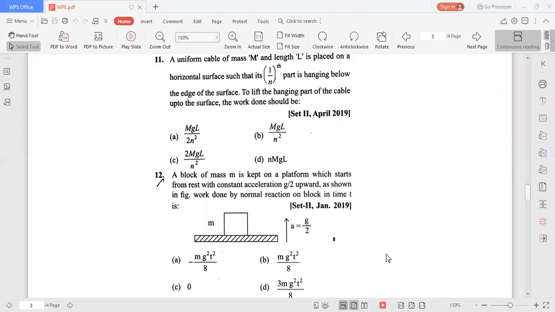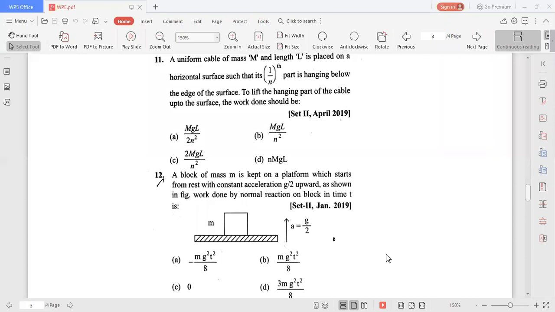That's why displacement of the platform in t seconds: s is equal to ut plus half a t square. u is 0, that's why ut is 0, plus half a into t square. a means g by 2. That's why half into g by 2 into t square, that is equal to g t square by 4. It is the displacement of the platform. In this time t, the displacement of the block is also the same.